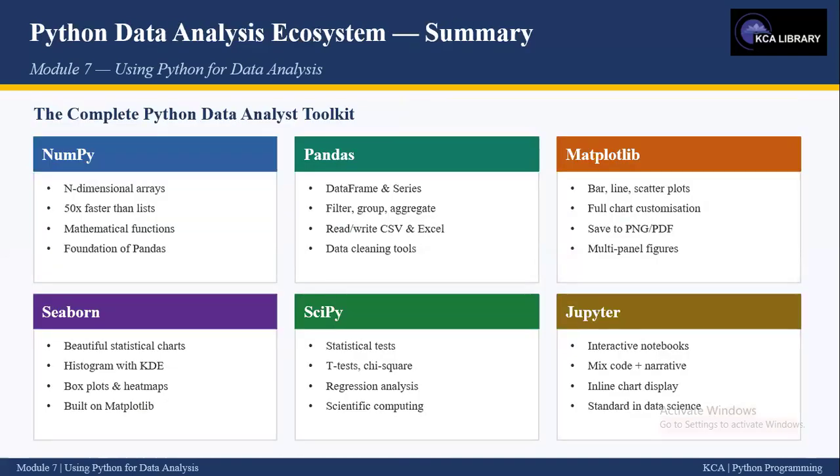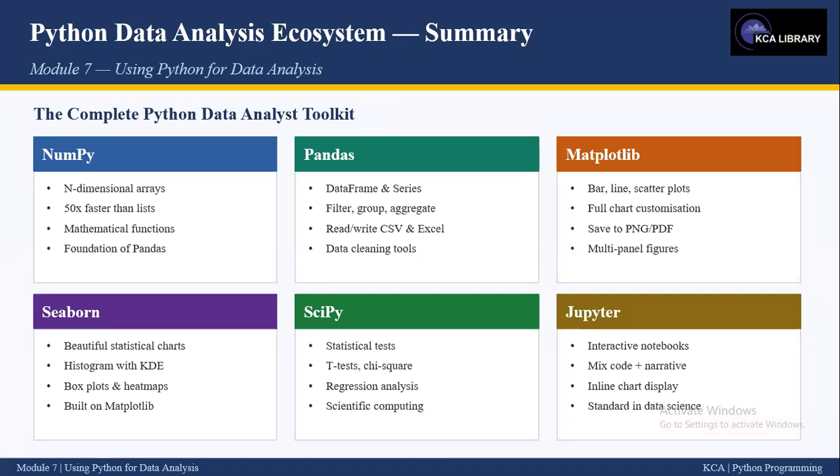Data analysis ecosystem summary. Let us summarize the complete Python data analysis toolkit covered in this module. NumPy provides n-dimensional arrays that are 50 times faster than Python lists, mathematical functions, and serves as a foundation for all other data libraries. Pandas provides the data frame and series structures for filtering, grouping, and aggregating data, as well as tools for reading and writing CSV and Excel files and comprehensive data cleaning capabilities.